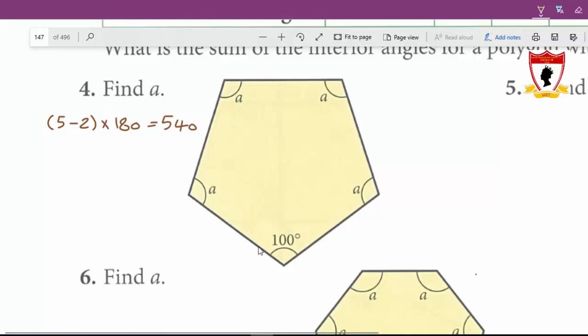In this pentagon, we know this angle is 100. If we subtract 100 from 540, what's remaining is 440. And this 440 is for all of these A's together. How many A's are there? 4A. 4A is equal to 440. What about A? A is 440 divided by 4. That gives 110. So 110 is the value of A. Remember, this rule can always give you the sum of all interior angles.